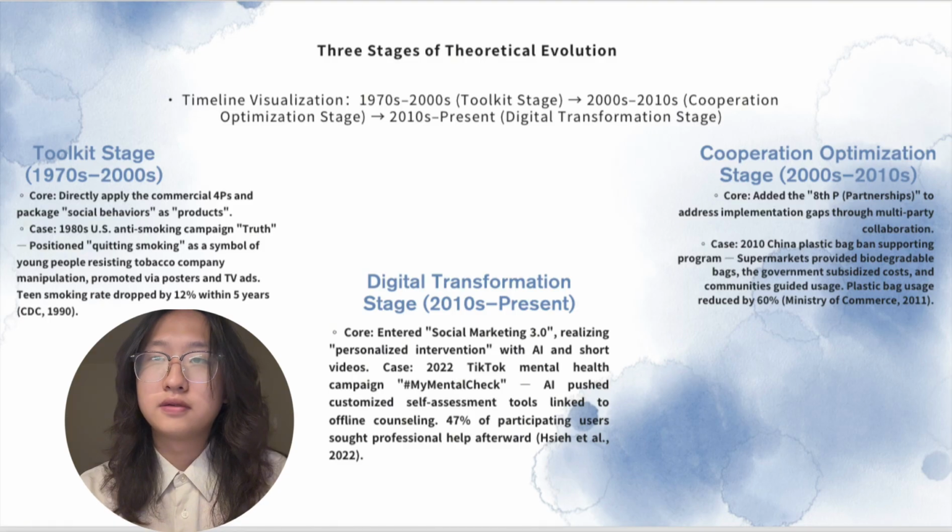Finally, 47% of the participants sought professional help later. This data comes from Here It AI's 2020 and 22 study.